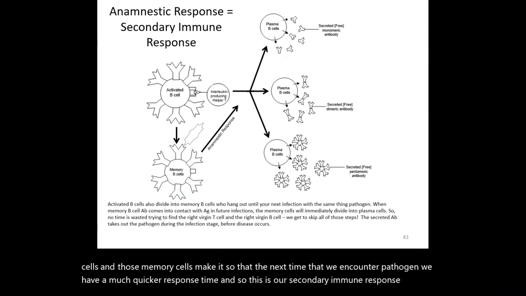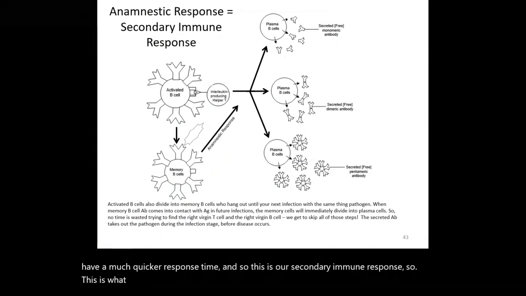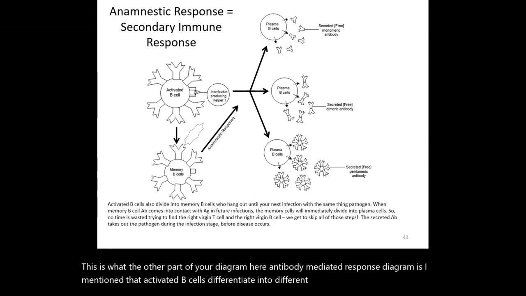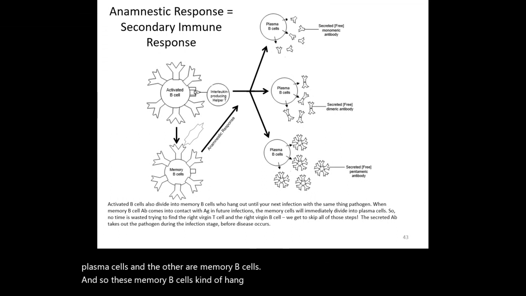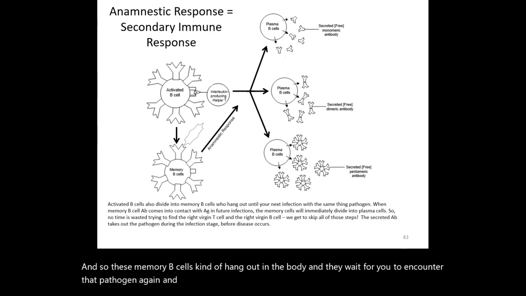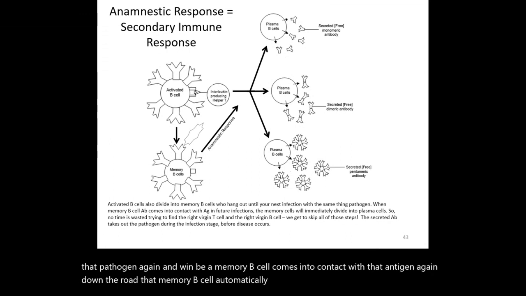So this is the other part of your antibody-mediated response diagram. I mentioned that activated B cells differentiate into different types of cells, one being plasma cells and the other being memory B cells. These memory B cells hang out in the body and wait for you to encounter that pathogen again. And when a memory B cell comes into contact with that antigen again down the road, that memory B cell automatically starts dividing into plasma cells.